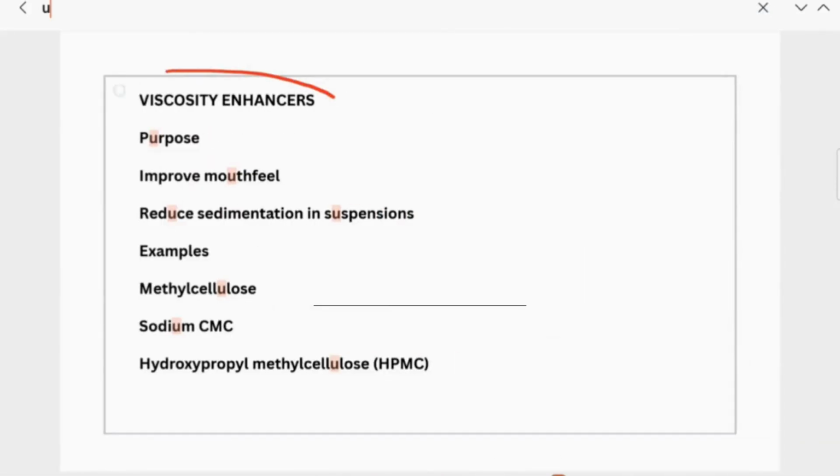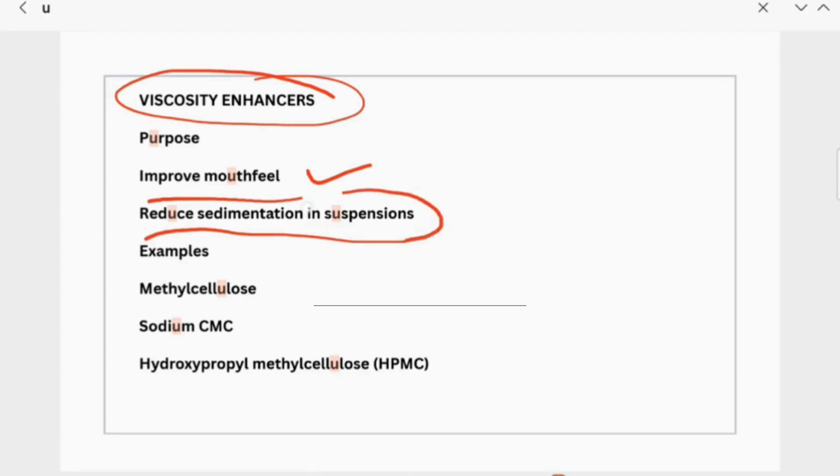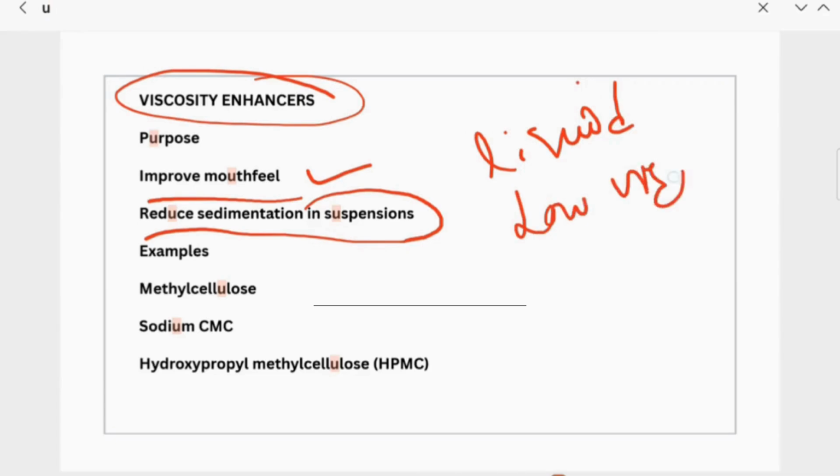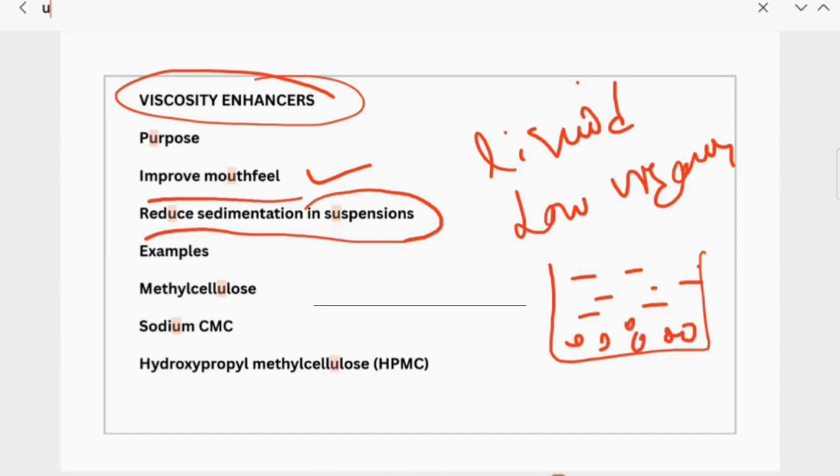Then viscosity enhancers. The main purpose is to improve the mouth feel and to reduce the sedimentation in case of suspension. If the liquid preparation has low viscosity, then the solute particles will easily settle down. Especially it is a problem in case of suspension.